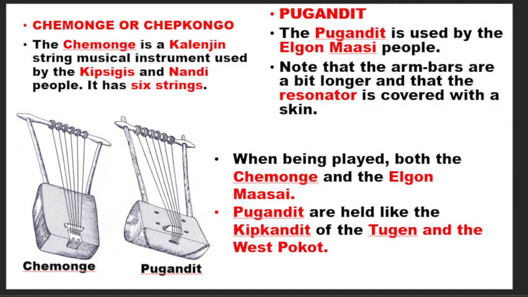Let's look now at chemonge and chepkong. The chepkong is a Kalenjin string musical instrument used by the Kipsigis and the Nandi people. It has 6 strings. We also have Bukandit from Elgon Masai.